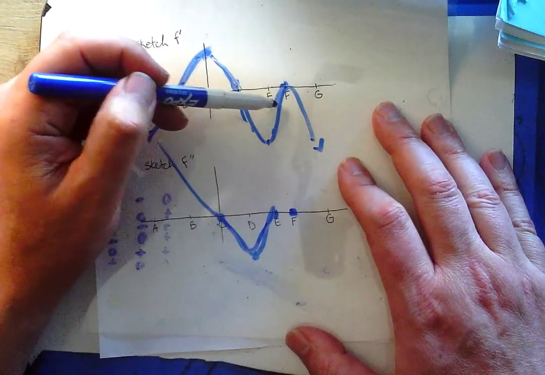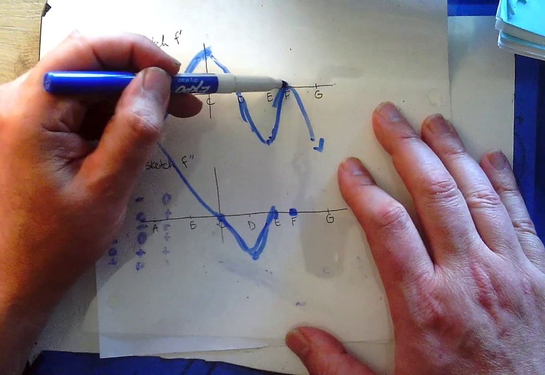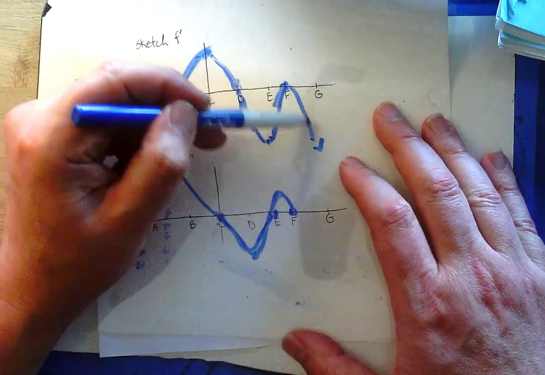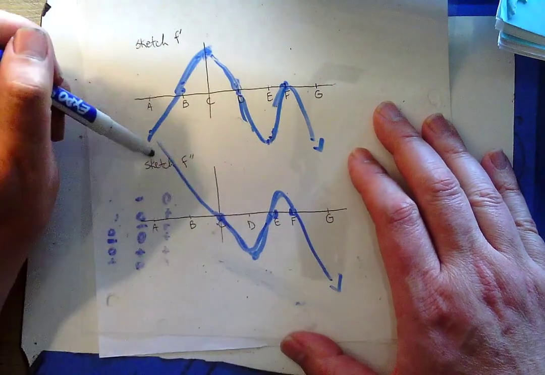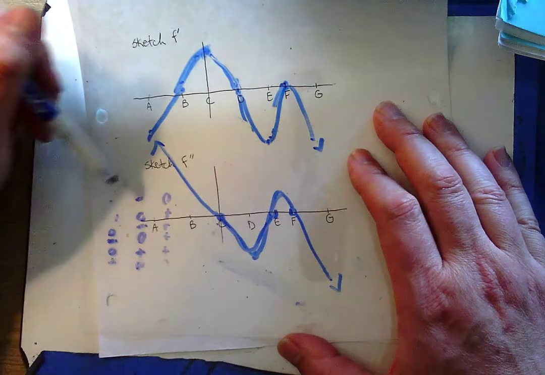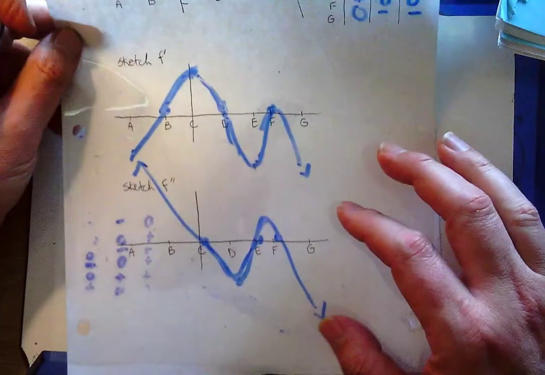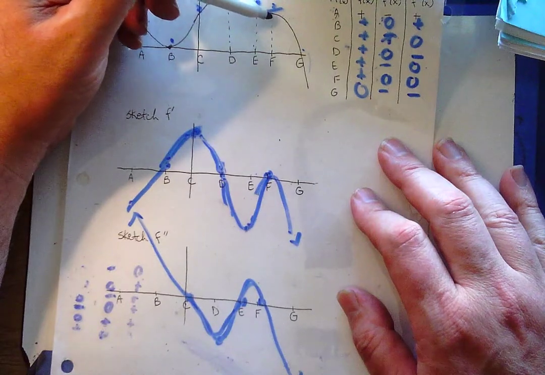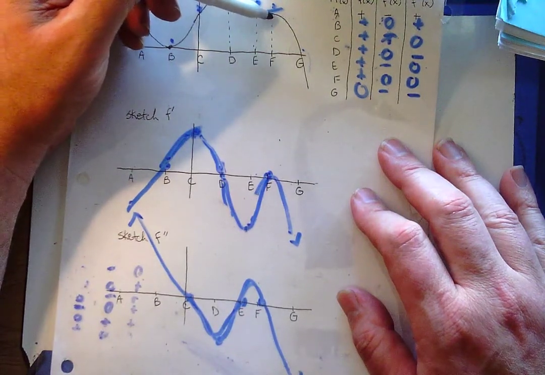And then between E and F, I have positive slopes. And then here I have negative slopes. So that's what my f double prime will look like. And one thing I wanted to point out was, this is like that saddle point on x to the third.